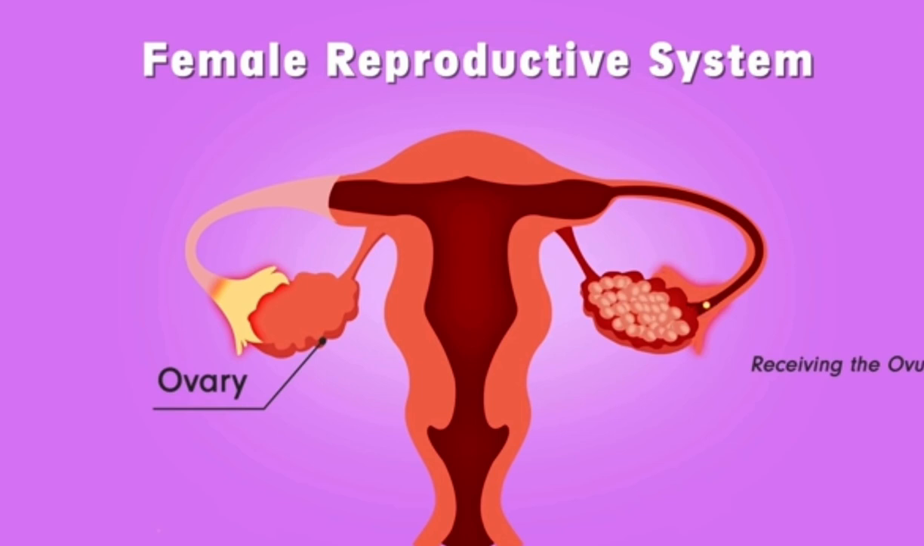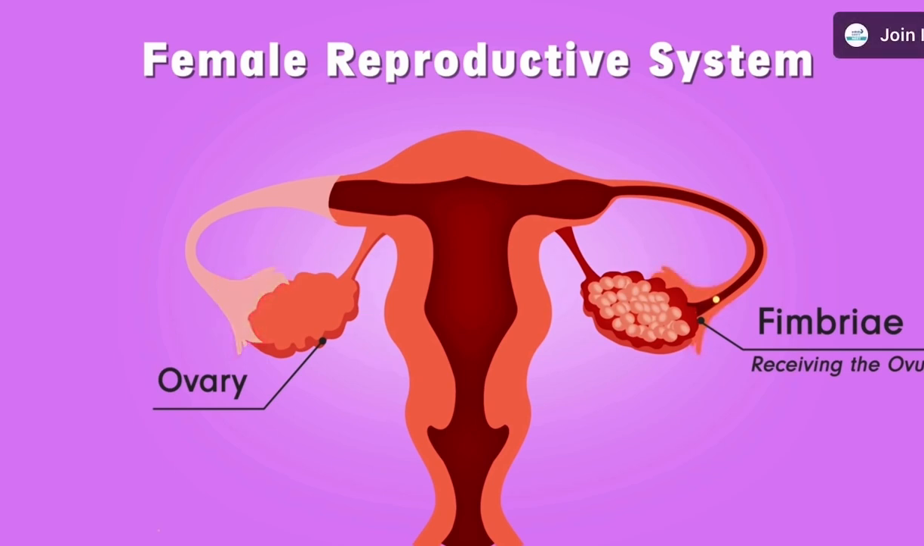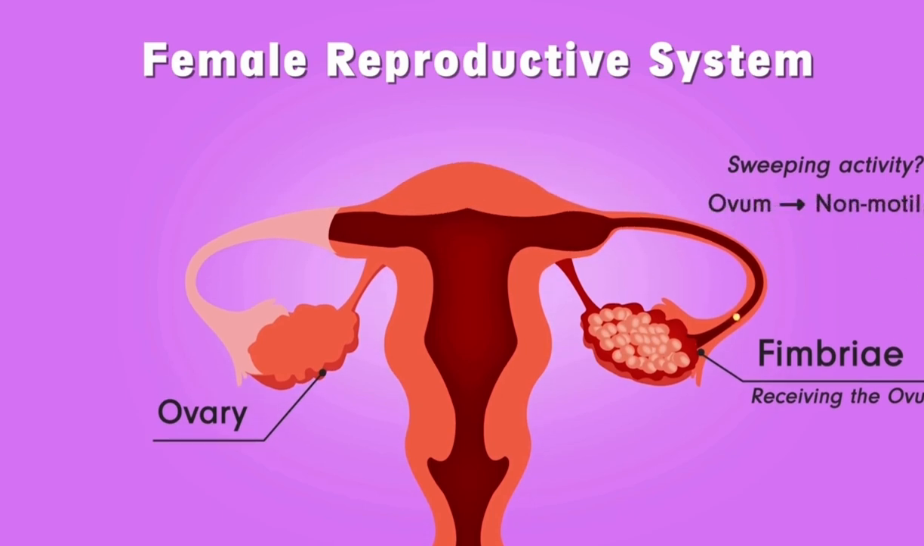But do they have a scientific name? Yes, these finger-like projections are called the fimbriae. The fimbriae help to hold the ovum released and also help to sweep it to the tubes present ahead. But why does the ovum require the sweeping activity? Can't it travel on its own? No, it can't. Unlike the motile sperm, the ovum is non-motile. It cannot move until it is pushed or swept by some other cells.